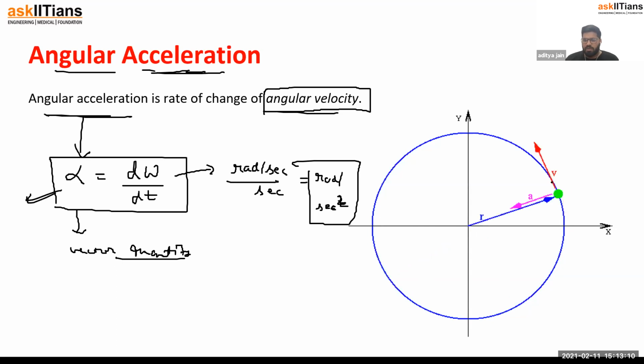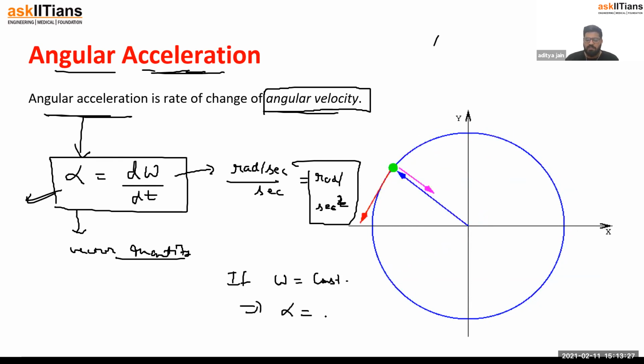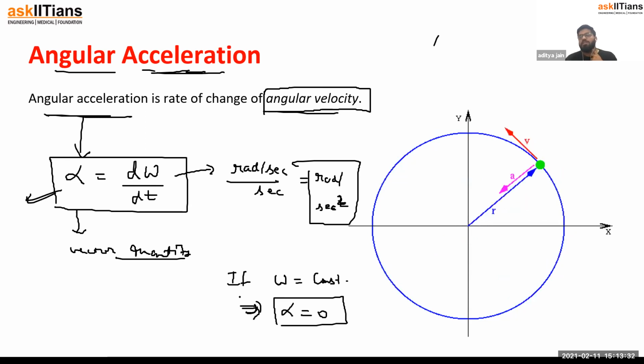Now you can see this body rotating with some velocity. Its angular velocity is constantly changing. That's why it is said to be in angular acceleration. If the body is moving with constant angular velocity, that is, if omega is constant, this implies angular acceleration will be 0, because it is the rate of change of angular velocity. If angular velocity is itself constant, there is no meaning of angular acceleration. It will be 0, because there is no change in the angular velocity. So I think this angular acceleration is also clear.